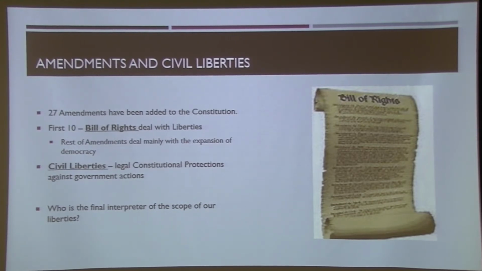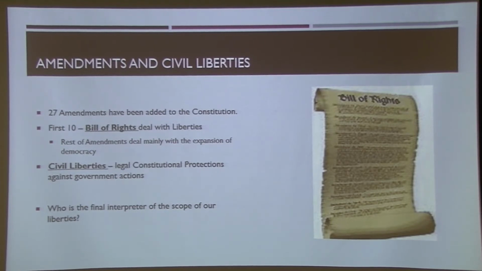As you did before, there are 27 amendments. The first 10 are the Bill of Rights. The first 9 deal with individual rights. The 10th Amendment deals with states' rights. 11 through 27, most of that is dealing with the expansion of democracy. Other than that, they are usually more just formalities that need to be done.